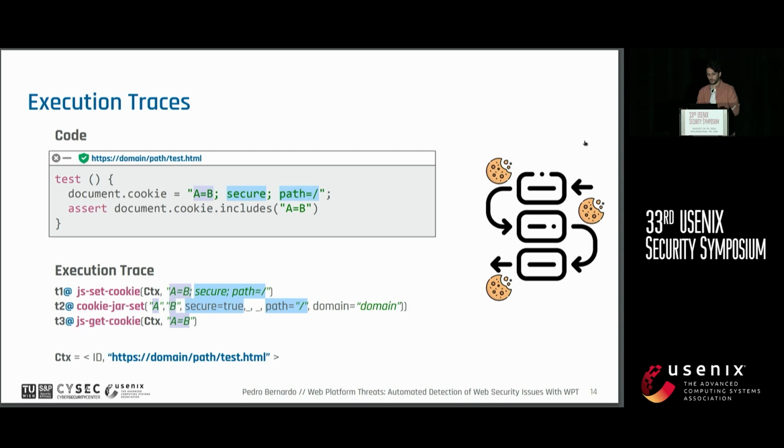Then finally, we have a JavaScript get cookie event, which matches the call to document.cookie. And here we can see that the cookie was actually returned. So the cookie A with value B was actually returned in this execution of the test.